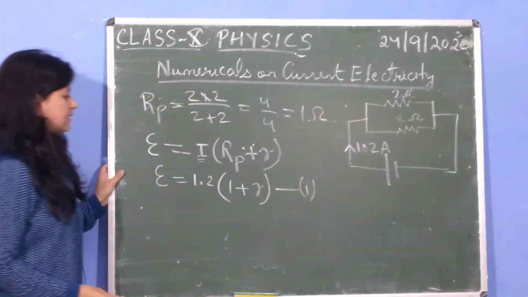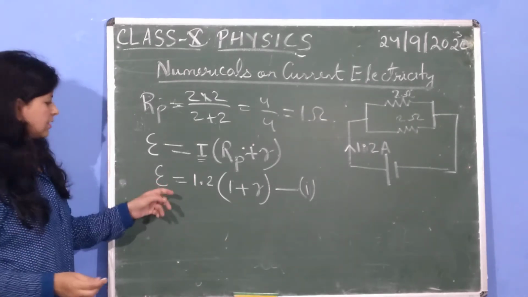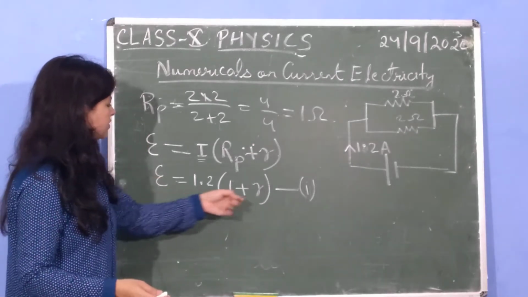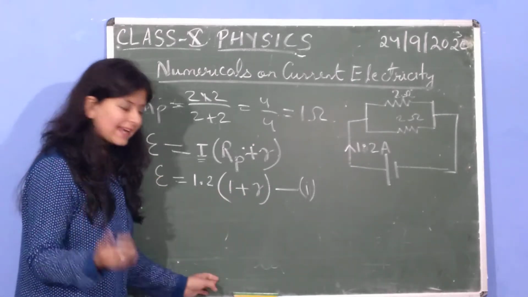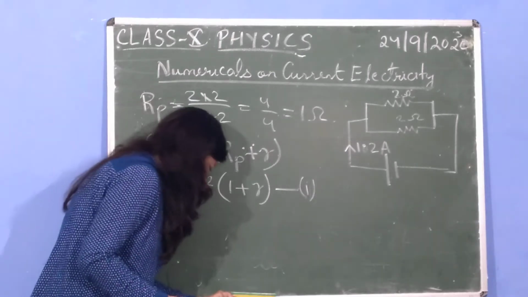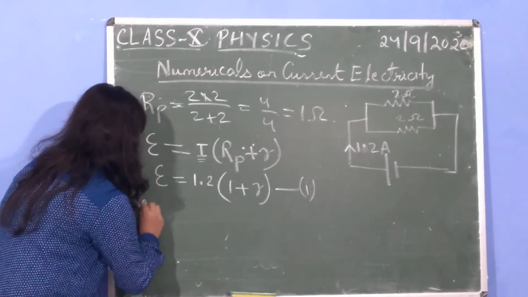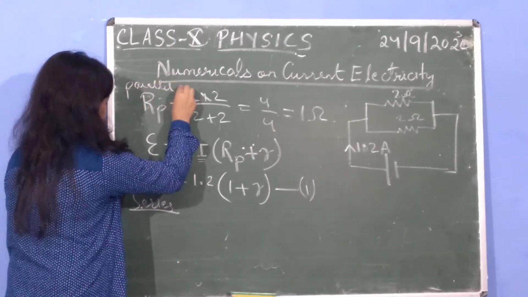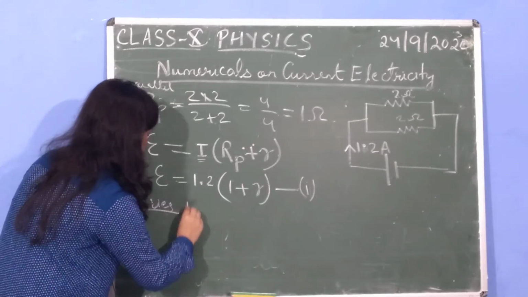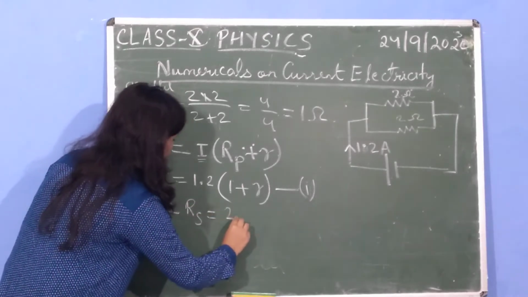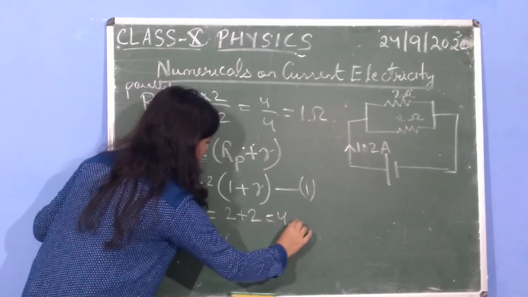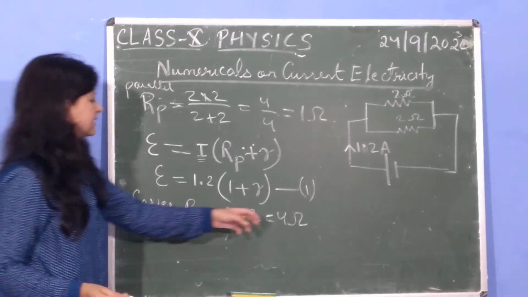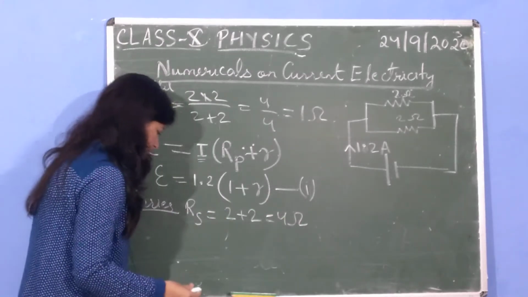That's why two situations are given to you, so that you can find two unknowns: one is EMF and the other one is r. For finding two values, you should frame one more equation using the second situation, that is in series. In series, Rs is equal to 2 plus 2, that is 4 ohm. That's why the current reduces. Now the value of resistance has increased, so naturally the current's value will decrease.